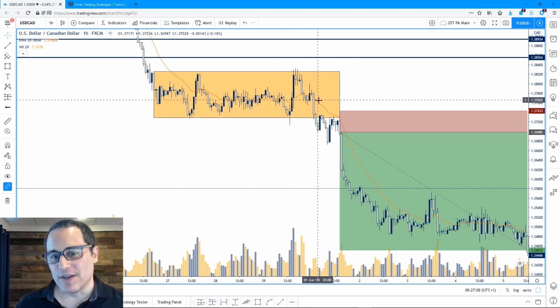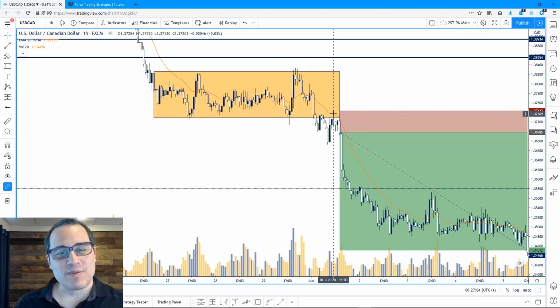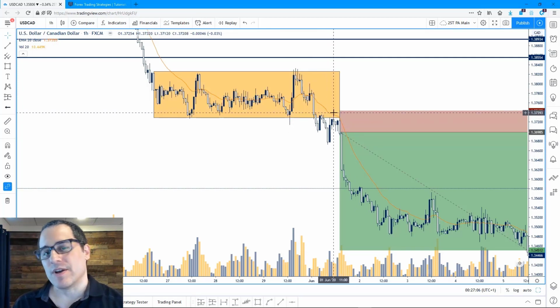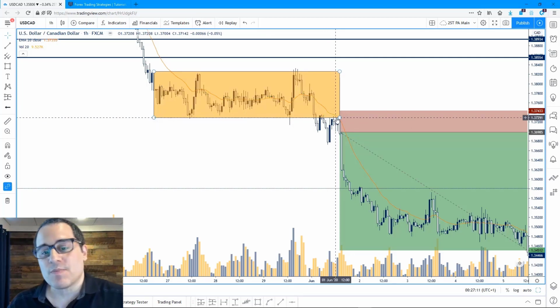And keep in mind, look at this here. You got this nice 20 MA falling. So it's kind of the dynamic resistance coming right to your entry location. To me, this is your premium trade location here. So this would have been the premium entry.